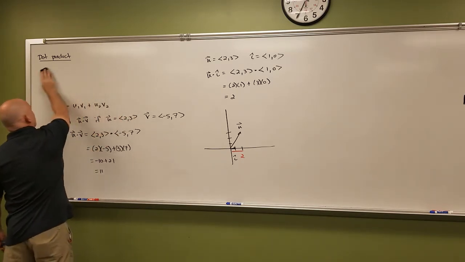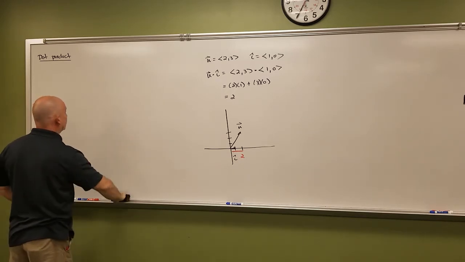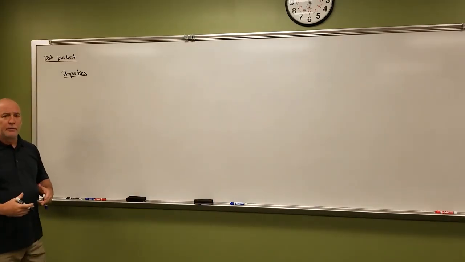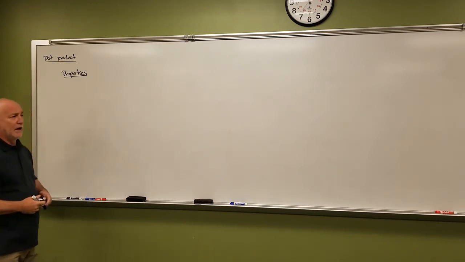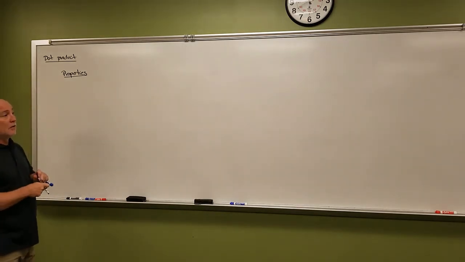Now, since it is our multiplication, we're going to need to take a look at some properties for this. Sorry about the weird cut in the video right here. The camera died there for a second. So let's talk about some properties of our dot product.